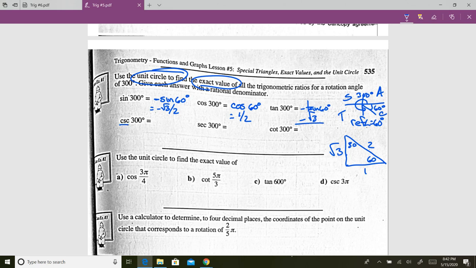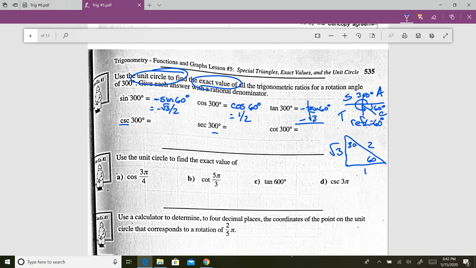And then for the reciprocals, you just flip all your answers. Cosecant is 1 over sine, so I just take the sine one and flip it, so it's negative 2 over root 3. If you wanted to rationalize it, for those of you that care about those sorts of things, multiply top and bottom by root 3, so you would get negative 2 root 3 over 3. Secant 300 is the reciprocal of cosine, so that's just 1 over 1/2, which is just 2. And for cotan, flip this negative root 3, so it becomes negative 1 over root 3. Rationalize, so multiply by root 3 over root 3, so you get negative root 3 over 3.